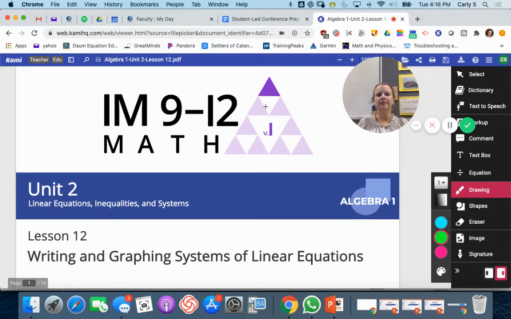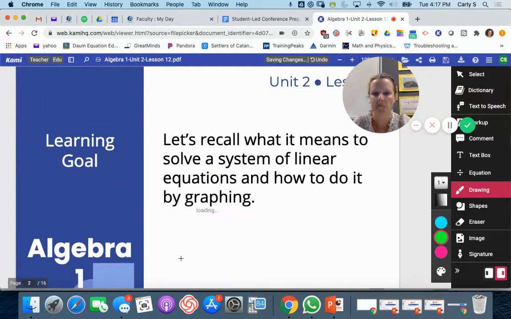Very important. Now we're doing a system. So now we have two equations and what the solutions mean, what they represent. So yeah, a system of linear equations means two or more, we're just doing two or more linear equations. Let's recall what it means to solve a system of linear equations and how to do it by graphing.